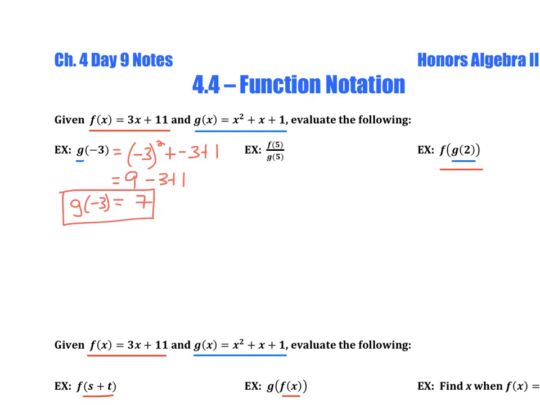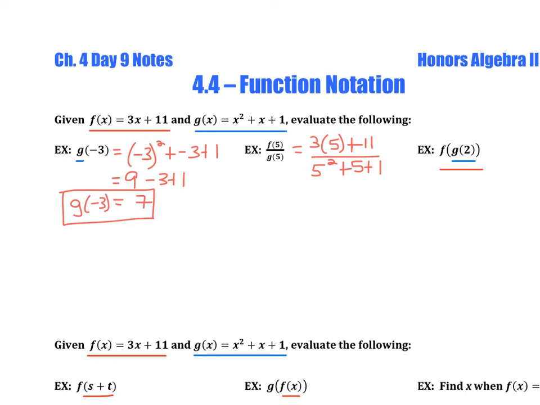All right, next example, we're going to take f of 5 divided by g of 5. So we're going to go over to our function definition for f of x, and we're going to indicate that we're going to take 3 times that 5, that's our input value, or our something, and then we're going to add 11 to it. And then in the denominator, we're going to switch back to our g of x definition. So g of 5 will be 5 squared plus 5 plus 1, because I'm going to switch over and use my g of x definition right here.